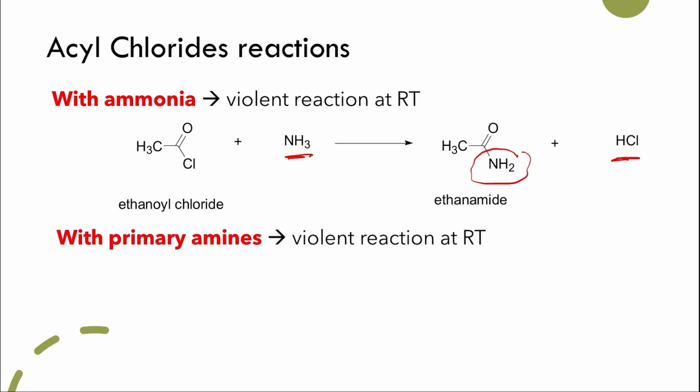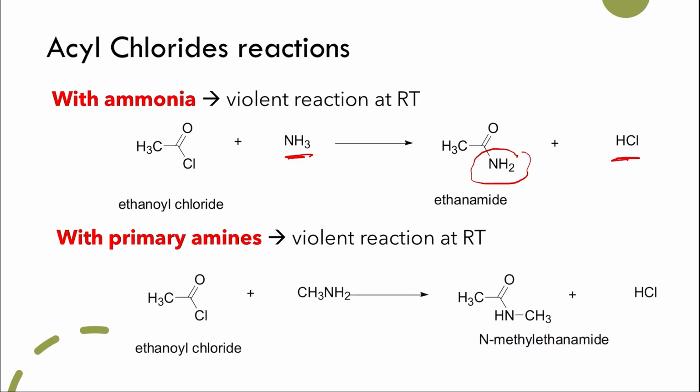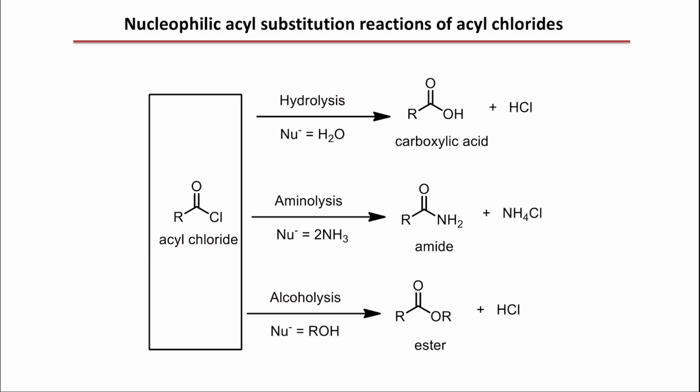And finally, with primary amines, they also react violently at room temperature, and this time they will give N-substituted amides. So, for example, if we have ethanoyl chloride reacting with a primary amine like methylamine, it's another substitution here that will give you N-methyl ethanamide. So, N-methyl because we have the methyl group on the nitrogen, and hydrogen chloride as a side product as well.